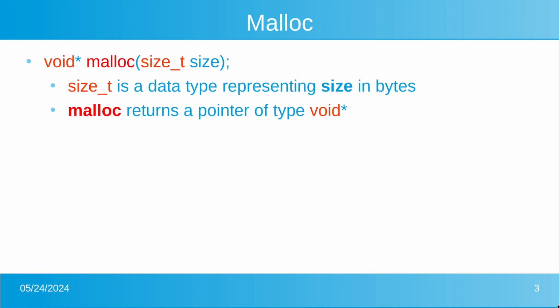Malloc stands for memory allocation. This function allocates a specified number of bytes and returns a pointer to the first byte of the allocated memory. If allocation fails, it returns null. Note that the memory allocated by malloc is uninitialized, meaning it can contain garbage values.